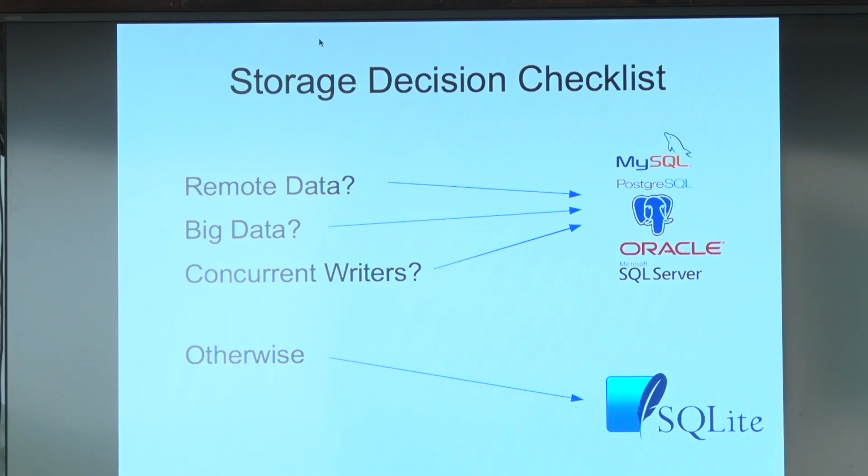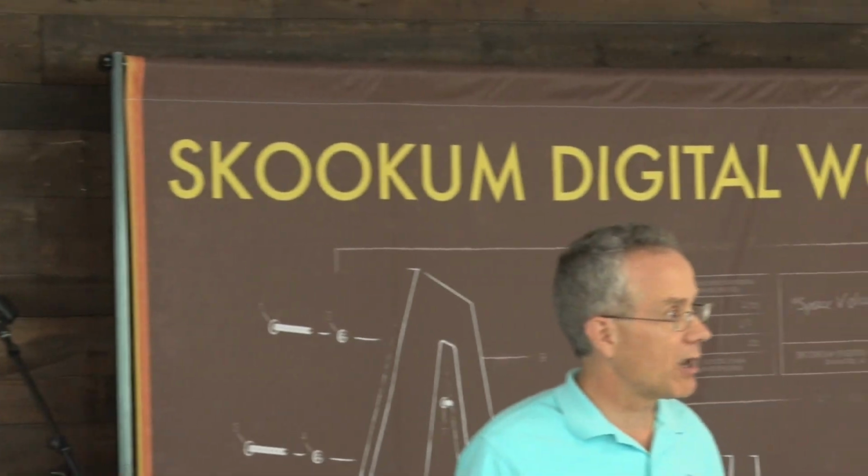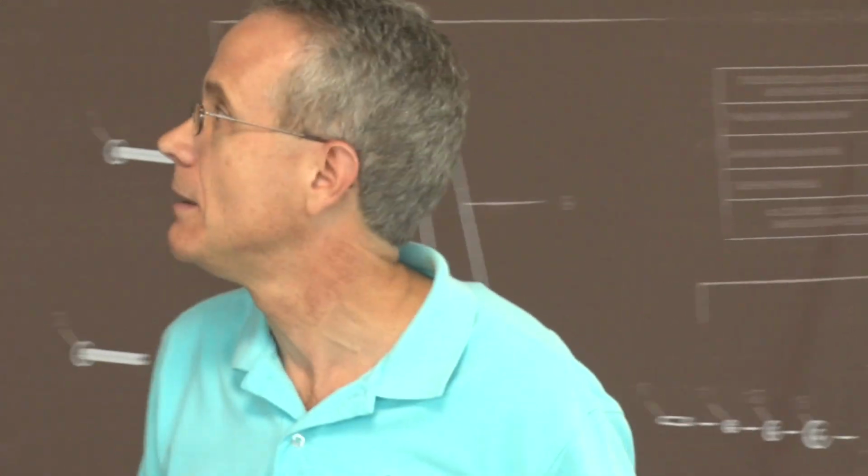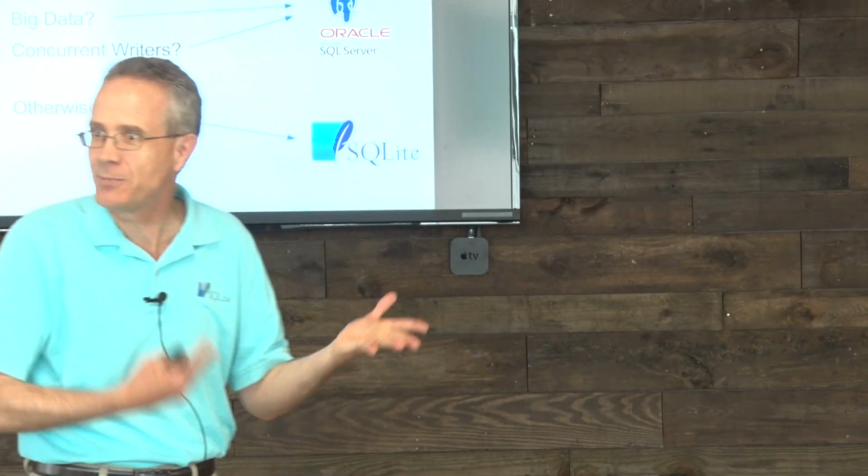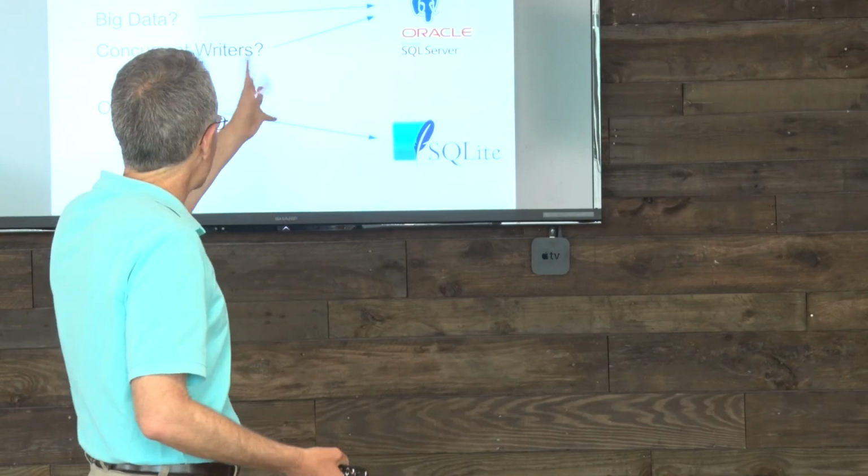instead. So I've heard a lot of people here doing Ruby on Rails, and apparently Ruby on Rails, their default is to use SQLite, at least for testing. And that makes perfect sense, because when you're testing, you don't have remote data. It's all right there on your machine. And you don't have big data because you're testing. And you don't have concurrent writers because, I mean, how fast can you issue web requests to your Ruby on Rails server? You're rate limited. So that makes perfect sense there.